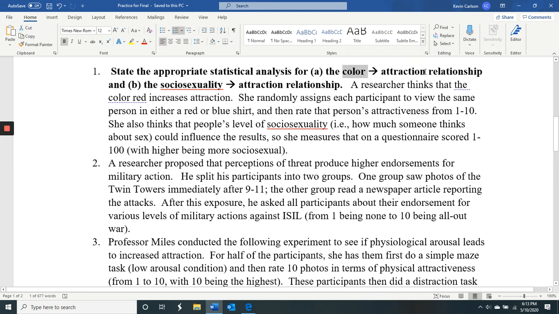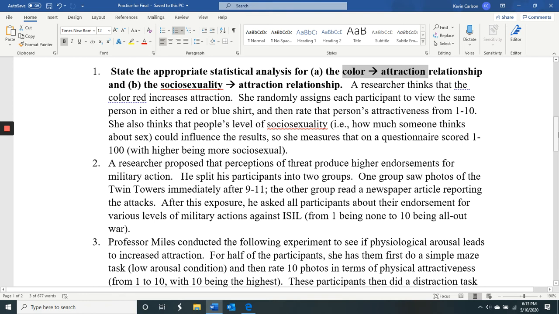How about attraction? Let's do this relationship first, the color and attraction. Okay, so attraction is just 1 through 10. So there's no true zero, so this looks like it's an interval or approximates interval. So color is nominal, red or blue.